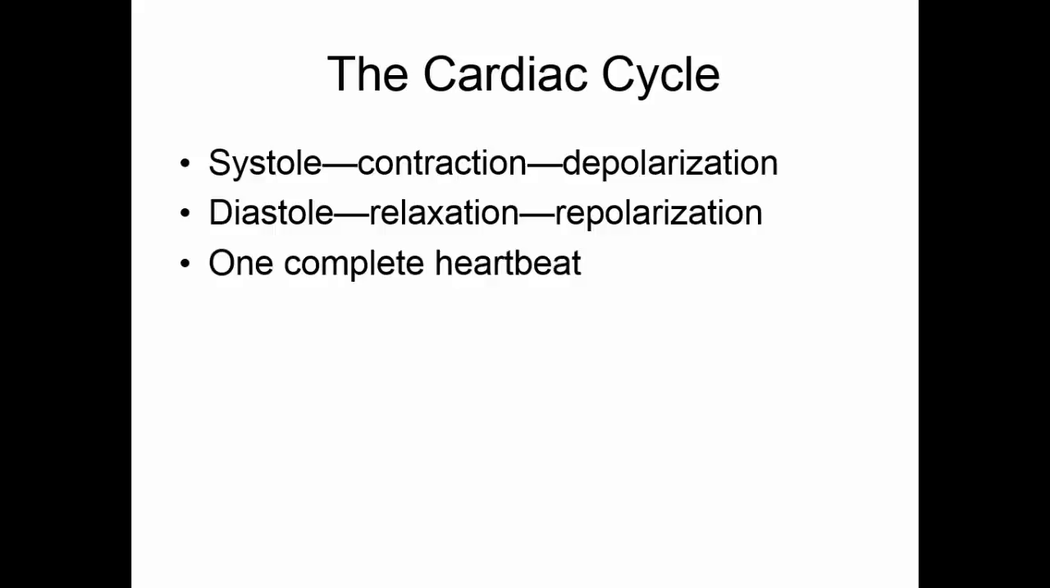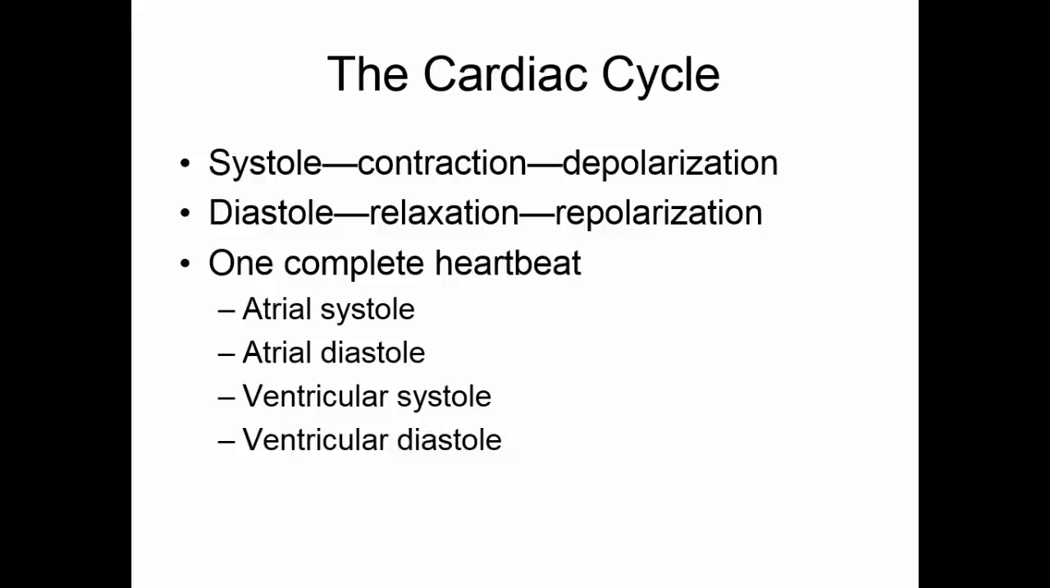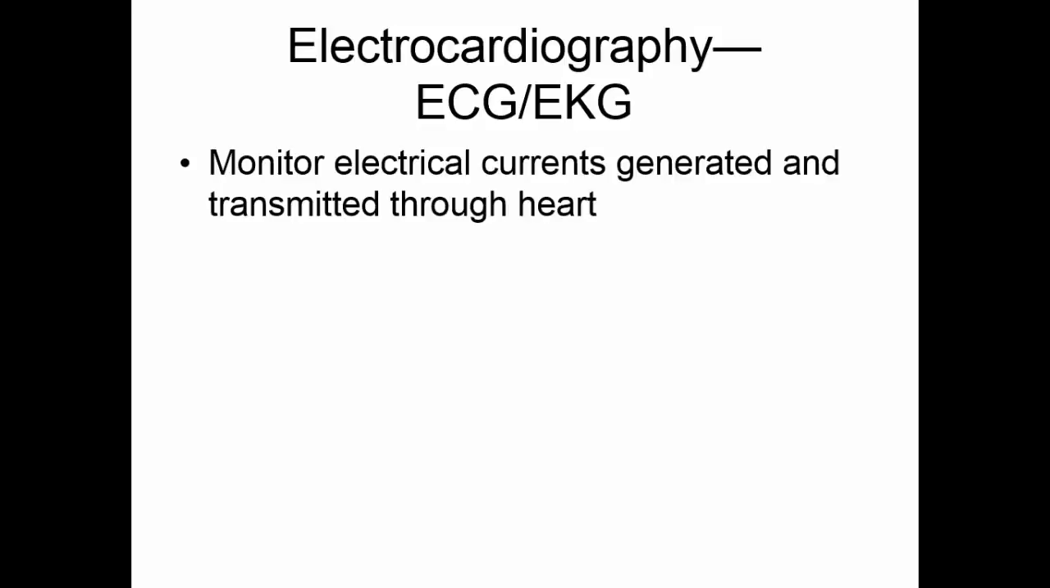So one complete heartbeat is atrial systole followed by atrial diastole, then ventricular systole followed by ventricular diastole. Or the atria contract and relax, the ventricles contract and relax. Electrocardiography, the ECG or the EKG, can monitor the electrical currents that are generated and transmitted through the heart. When we do this, we get 3 deflection waves.